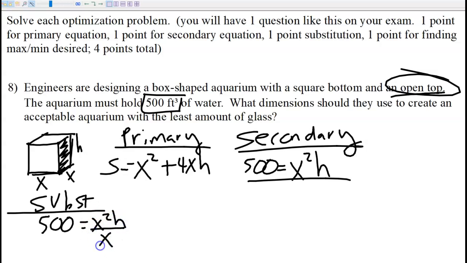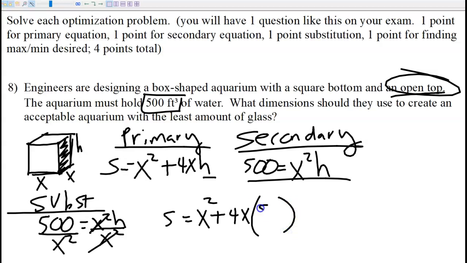So in my opinion, it's a lot easier to get h by itself. That way, I don't have to take any weird square roots or anything like that. So now I can see that h is equal to 500 over x squared, and we're going to substitute that in for the h in the other equation here. So s is equal to x squared plus 4x times 500 over x squared.